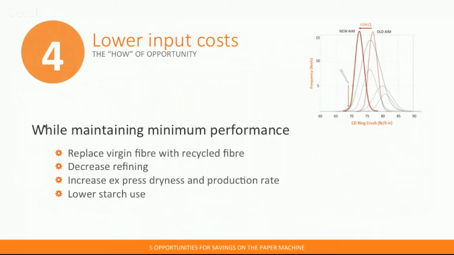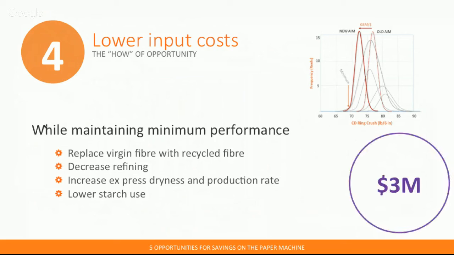So, strategy 4. Let's use these ideas now. While maintaining minimum performance, if we could lower the variation on the paper machine, and we're saying we can now, we can identify it, and there's a lot of variation on the paper machine that's slow enough for us to do something about if we can measure it. So while maintaining minimum performance, we can do a few things. We can replace virgin fibre with recycled fibre in some cases. When we do that, we can decrease refining. When we do that, we can increase press dryness and production rate, and we can lower starch usage.